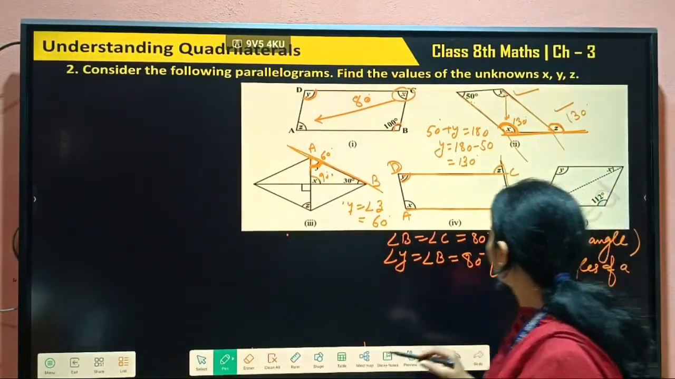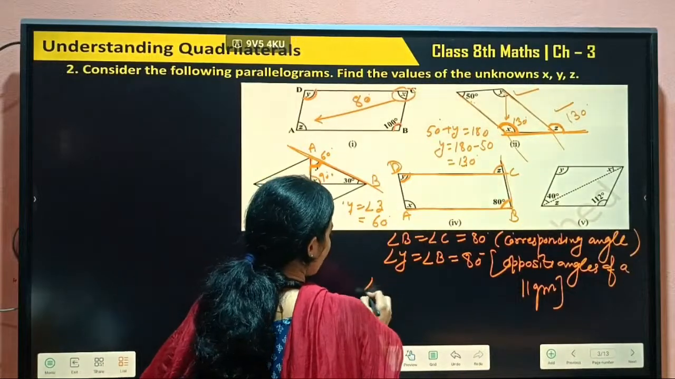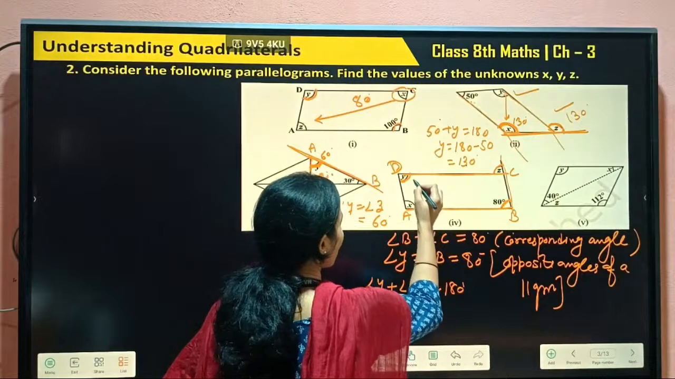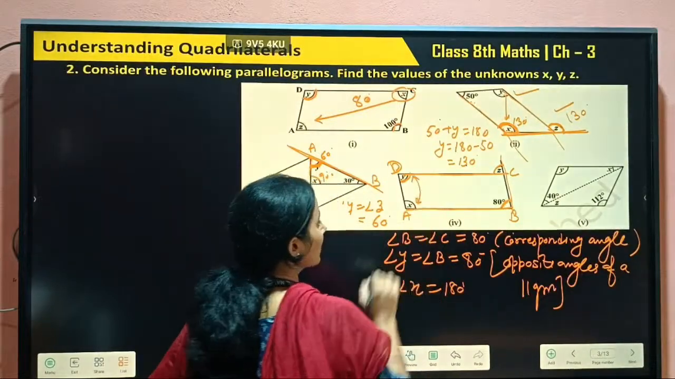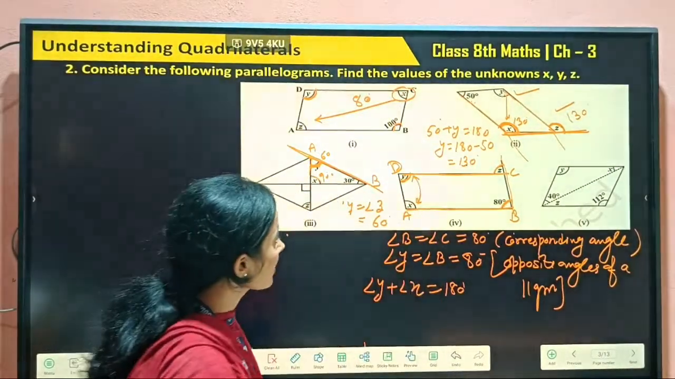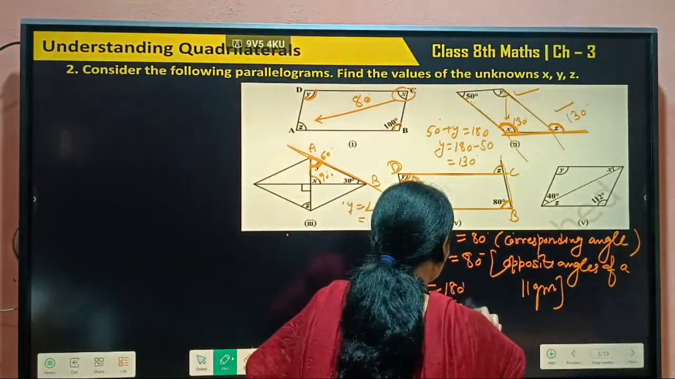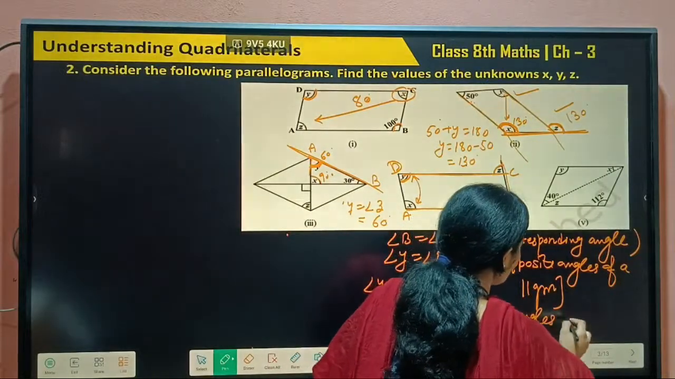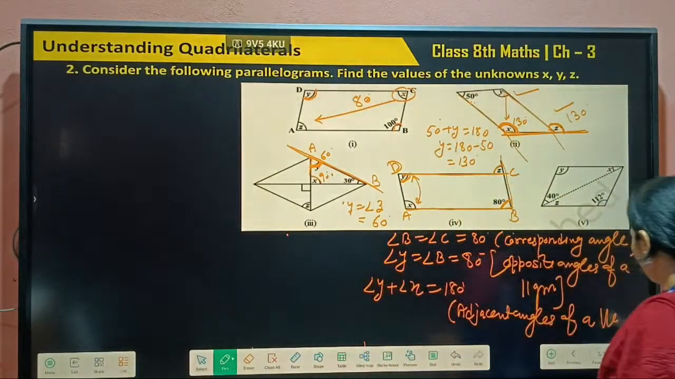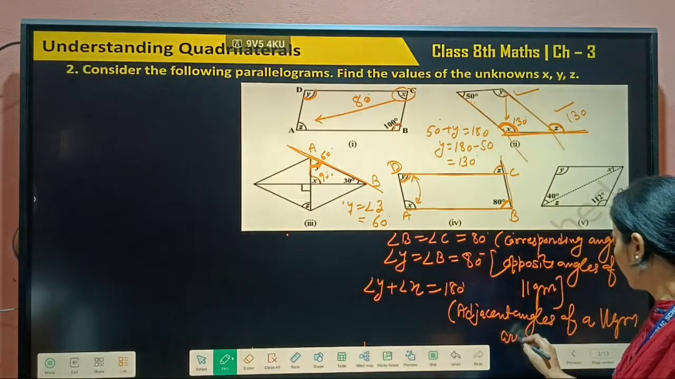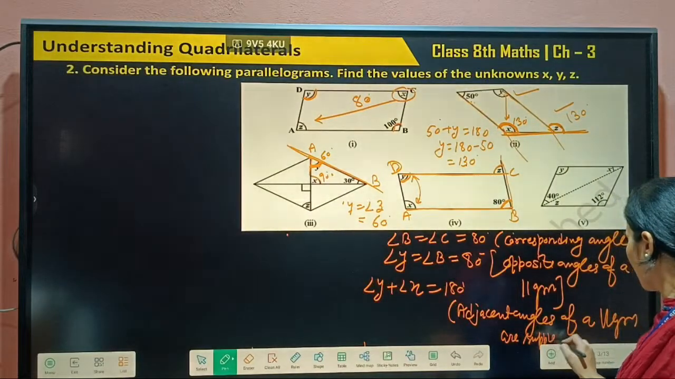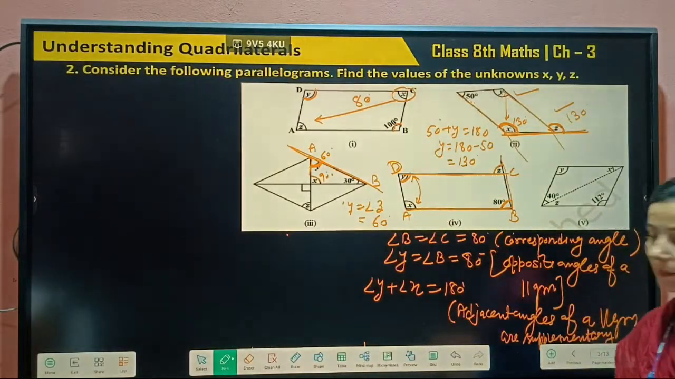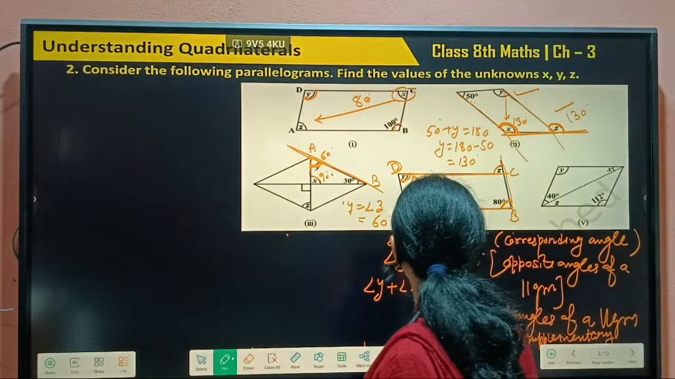Okay. Now see, angle Y plus this angle x equals 180 degrees, because these angles are adjacent angles, and adjacent angles of a parallelogram are supplementary. Adjacent angles of a parallelogram are supplementary.